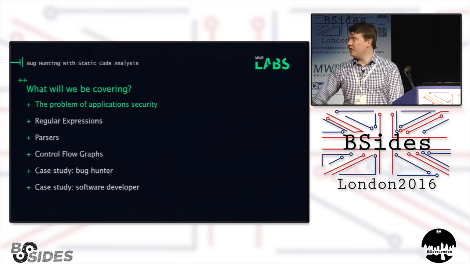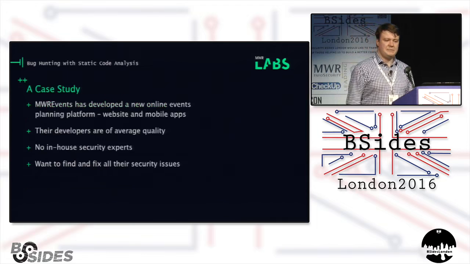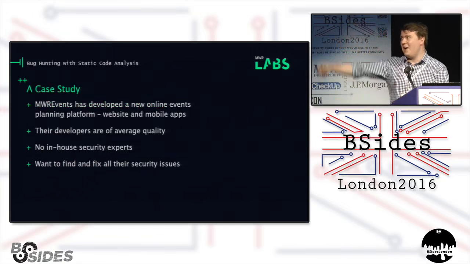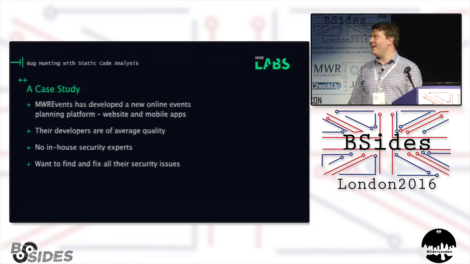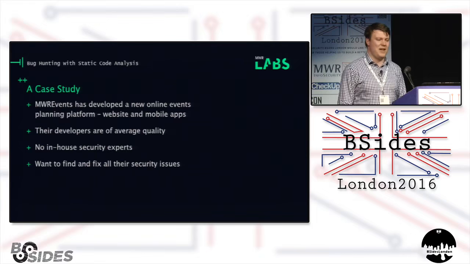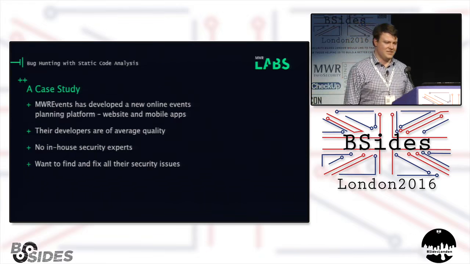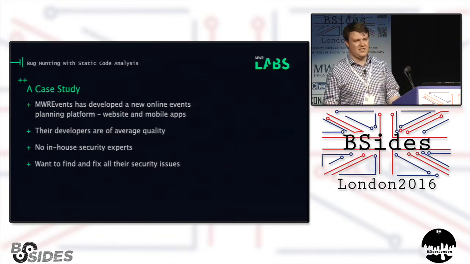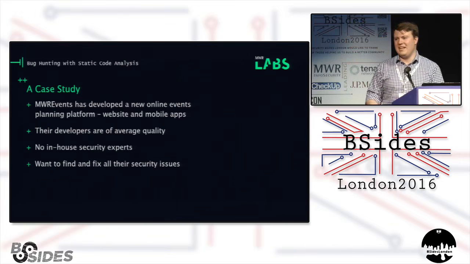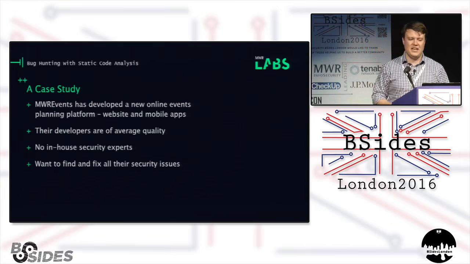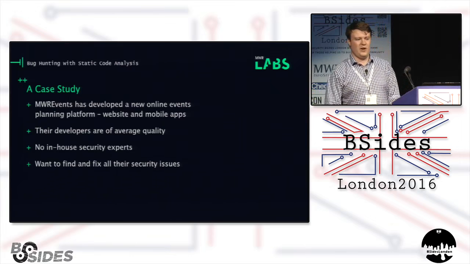So, to start off, what's the problem here we're really looking at? Throughout the talk, I'm going to refer to a company as a case study, MWR Events, who've been developing a new online events management platform. And they've got a website, they've got mobile apps, they've got a back-end that someone built in some horrible embedded platform. All in all, it's a real mix of stuff. And the developers are average quality, not completely terrible, but equally, they're not particularly hot either. They've got no in-house security expertise, and so they're contracting out to try and find people to help them.